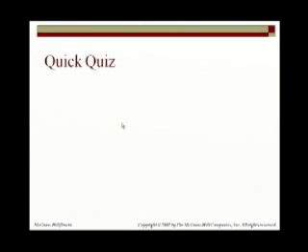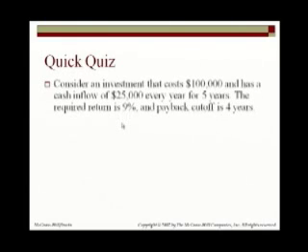All right, that completes the discussion of the tools we're going to be using. Let's just walk you through this. Consider an investment that costs $100,000, has a cash inflow of $25,000 every year for 5 years. The required return is 9%. The payback cutoff is 4 years. You should be able to go through and calculate the net present value, the internal rate of return, the payback, and the discounted payback on this project and compare them. So you might want to just try doing that.